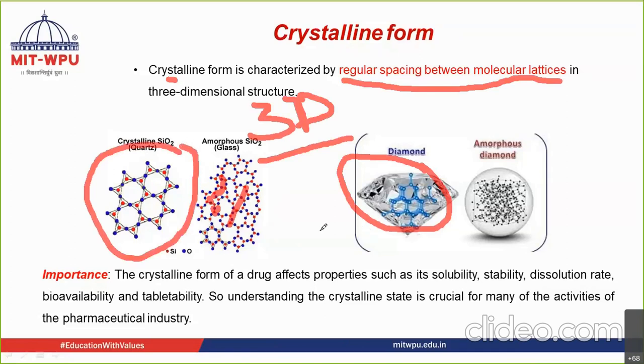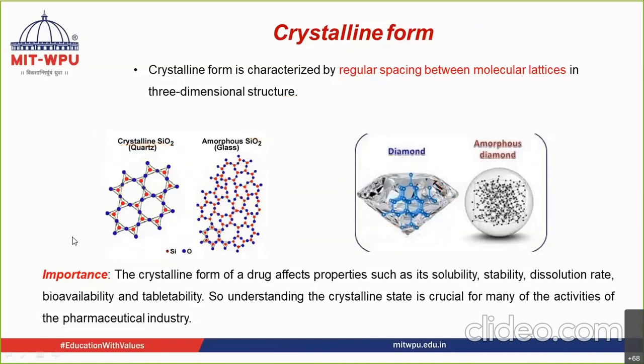Diamond is the best example to understand the crystalline structure. So you have a three-dimensional structure and regular spacing between the molecular lattice. Now going further, what is the importance? These are some of the figures you can understand. This is the amorphous form of SiO2, which I showed you earlier. This is the crystalline form. This is the amorphous form. This is the crystalline form of diamond. This is the amorphous form of diamond, to make you understand how the difference is there.